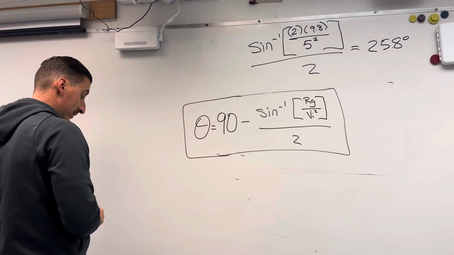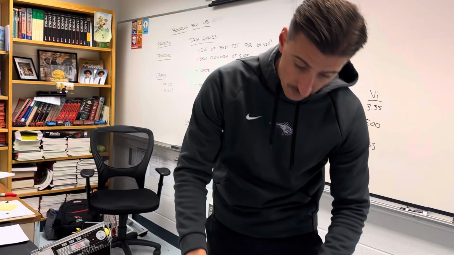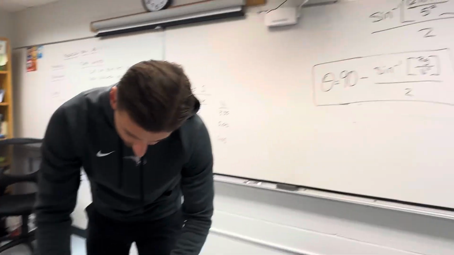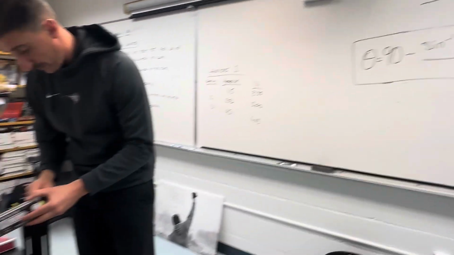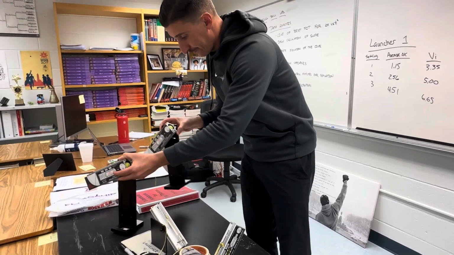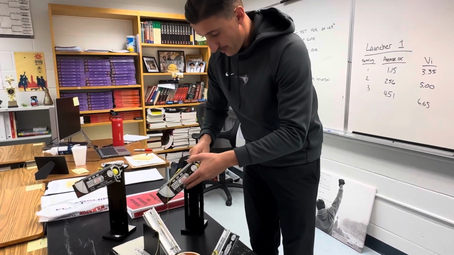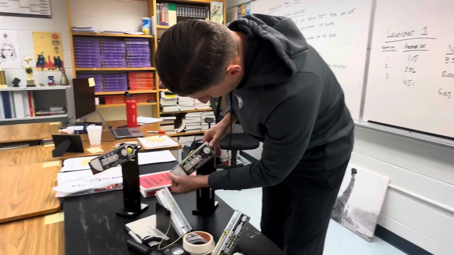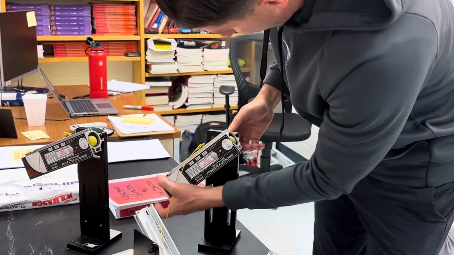Let me do it in my calculator. 90 minus that answer, I'm going to get 64. So what I'm going to do, okay, I lied because I broke that one. I'm going to change this to 64.